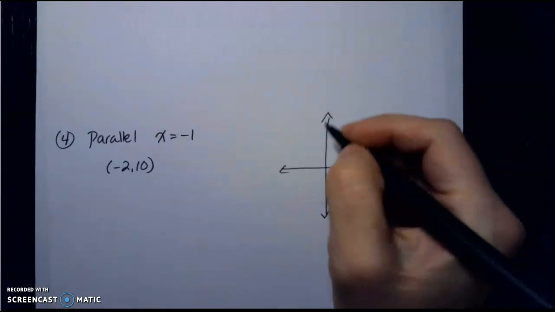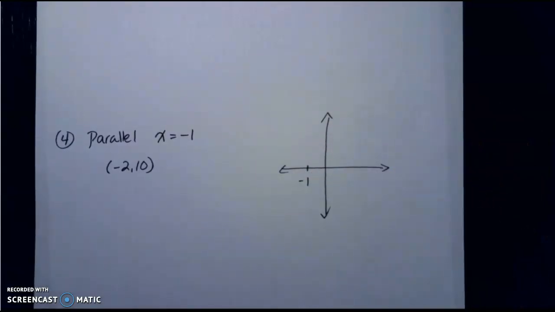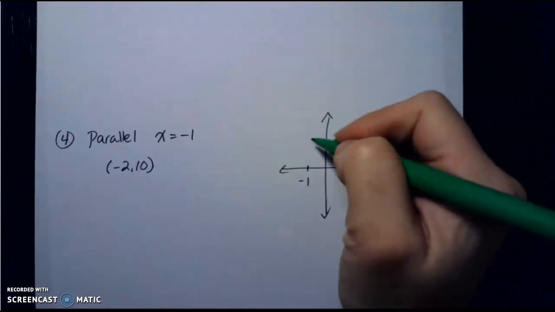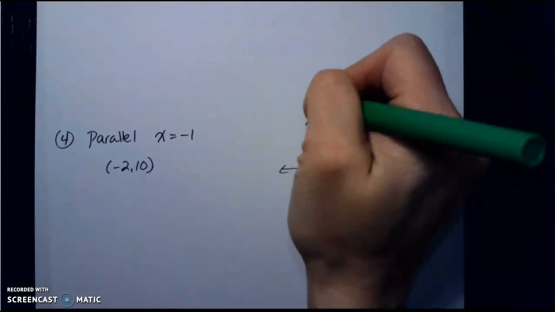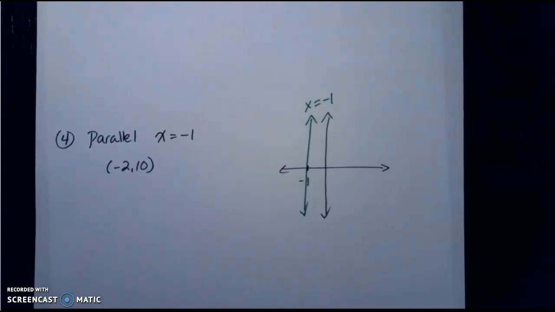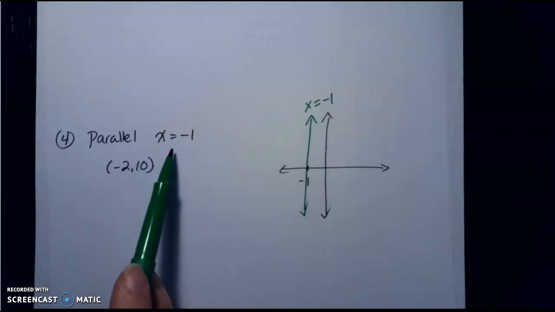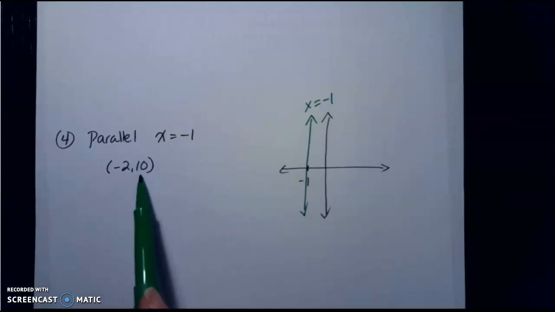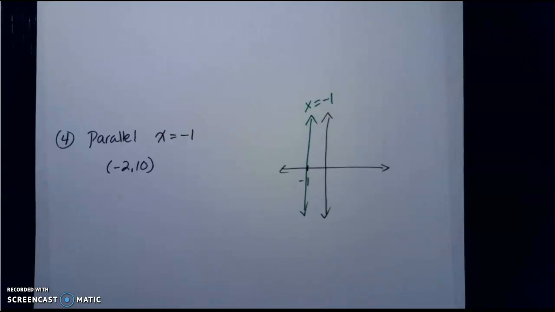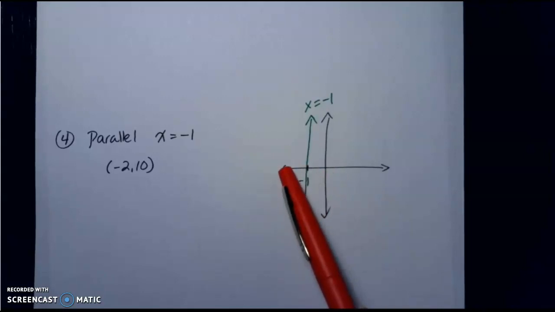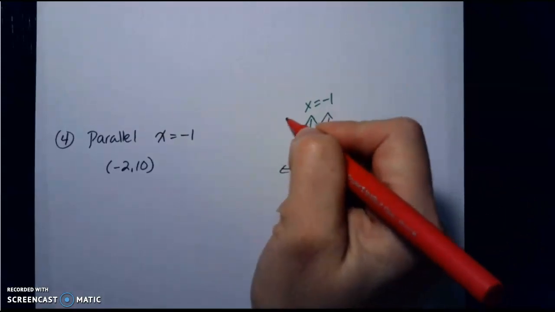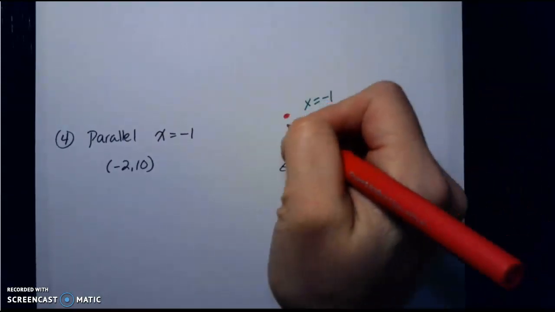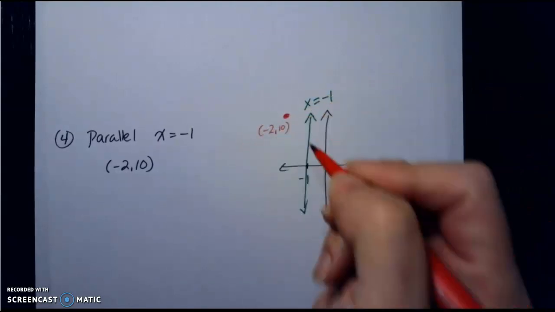So the given line, x equals -1. Let's say -1 lives here, and my line x equals -1 is like so. So this is x equals -1. I want another line that's parallel to this, so another vertical line, but I want to pass through this point (-2, 10). Now what quadrant is (-2, 10) in? -2 means I go to the left 2 units and then go up to 10. So it'll be somewhere over here. Again, this is not necessarily to scale, but that doesn't matter. It's just a sketch. We're not graphing.